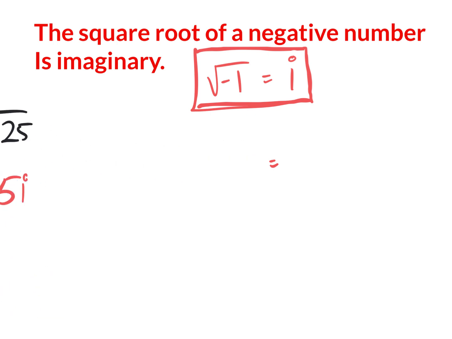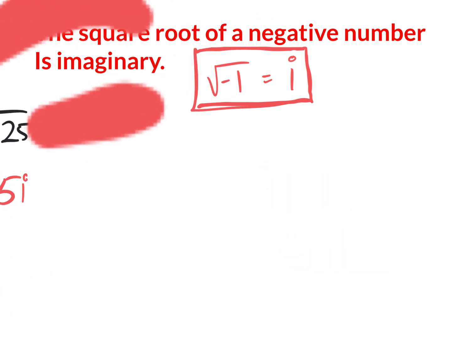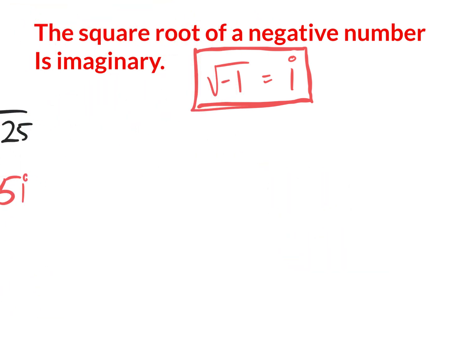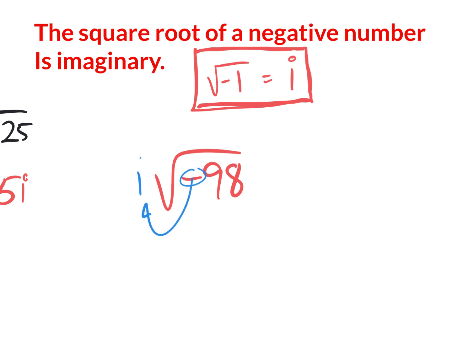But right here we're involving I. So like let's say I had, how about the square root of negative 98? So first of all, that negative sign comes out as what? I. Comes out as I. Okay? So I really have I times square root of 98.